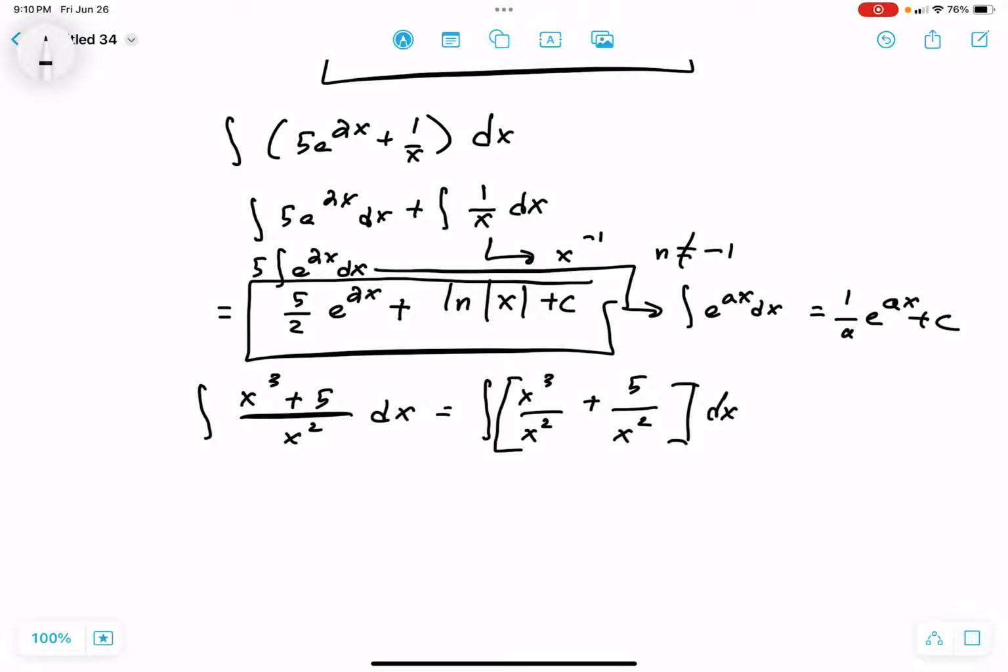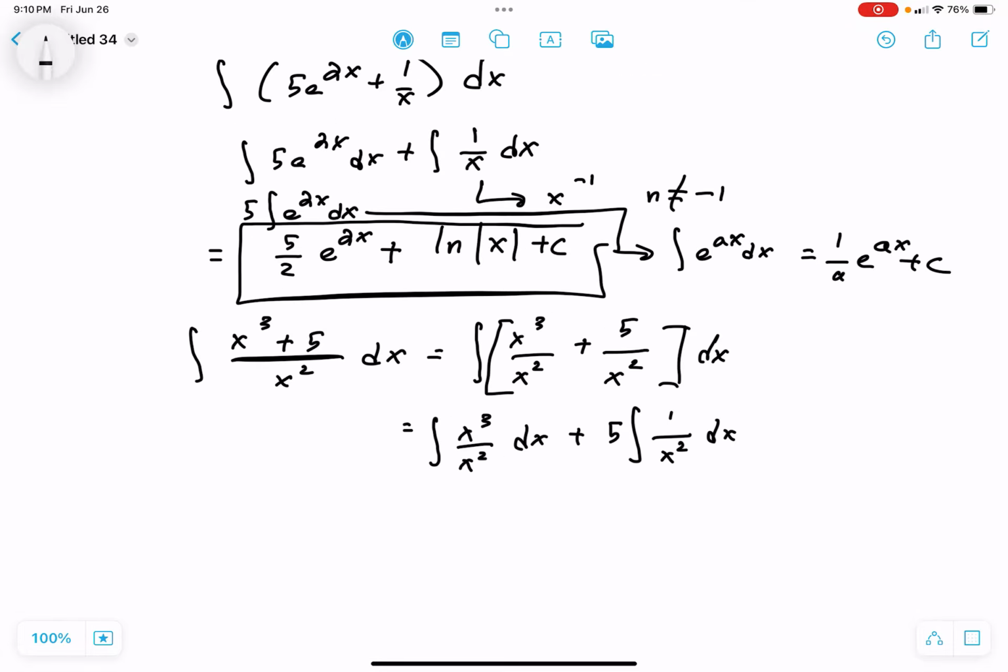Now, I can break this up and simplify, so this is going to equal the integral of x cubed over x squared dx plus, and I'm going to take out this 5 instantly, 5 times the integral of 1 over x squared dx. Now, this x cubed over x squared simplifies to simply x, so I have the integral of x dx. And remember, there's an imaginary 1 on that x. And now plus 5, and I'm going to rewrite this in exponential form, which is going to be in the form of x to the negative 2 dx.